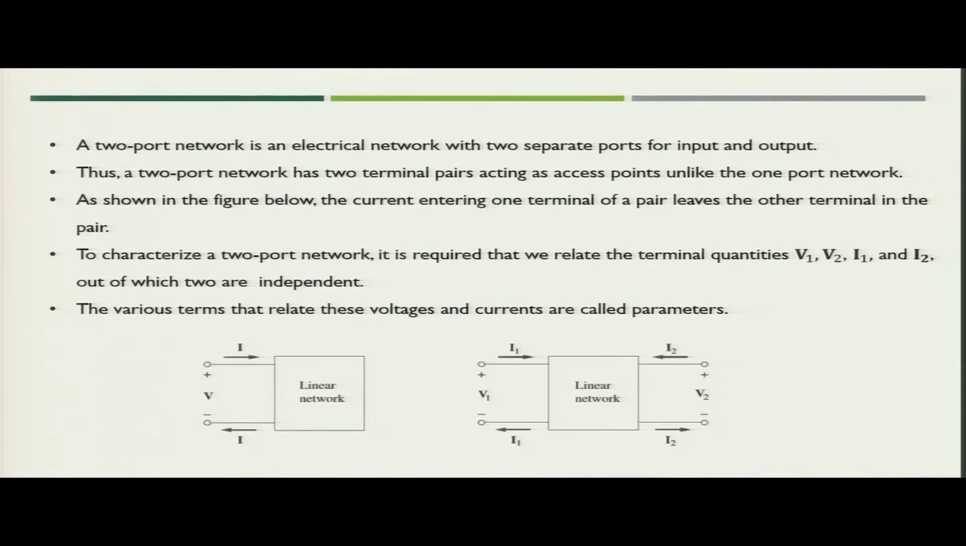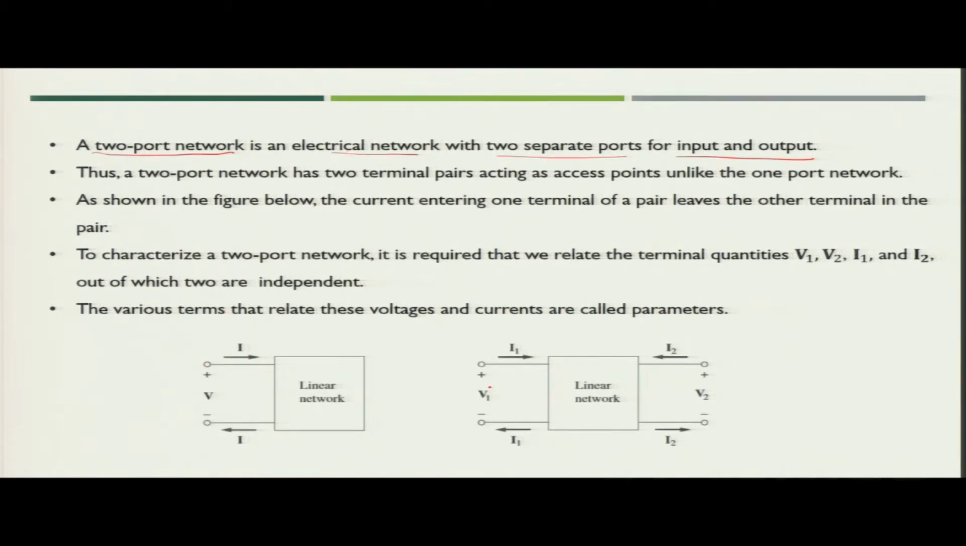So, what is a two port network? A two port network is an electrical network with two separate ports for input and output. If you look at this particular figure, this is a one port network where the current goes into the linear network and comes out from the other terminal, and voltage is applied across these two terminals. So, this is basically a one port network because it has only two terminals.